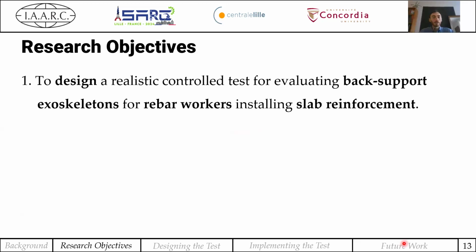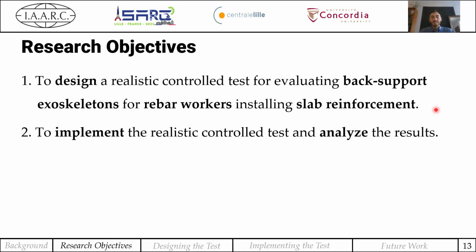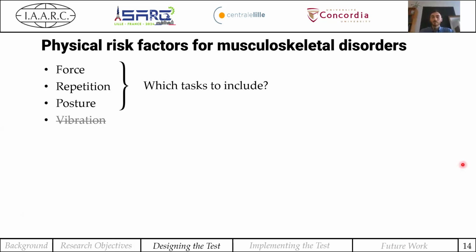Based on this background, our research objectives are, first, to design a realistic controlled test for evaluating back support exoskeletons for rebar workers who are installing slab reinforcement, because this is a very common construction project for basically most buildings and bridges need to have slabs be constructed. Second, our objective is to implement this realistic controlled test and to analyze the results.